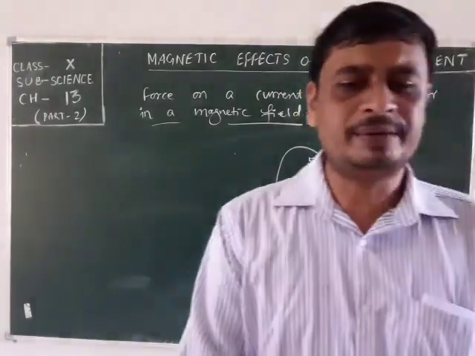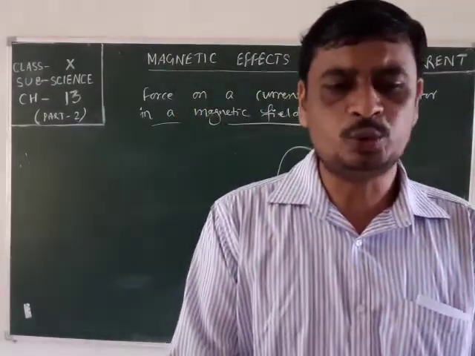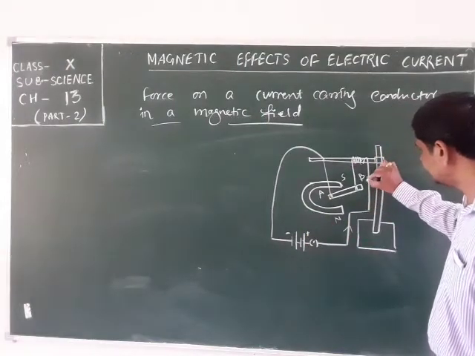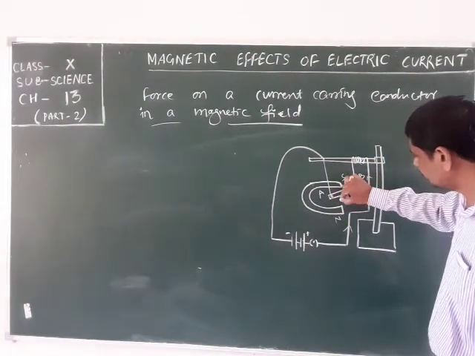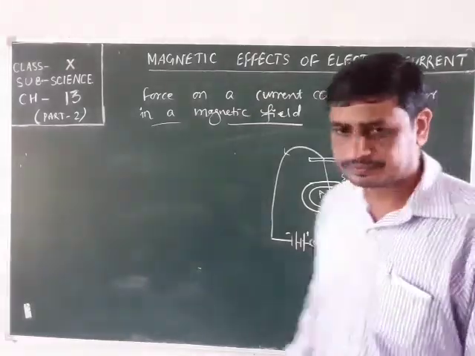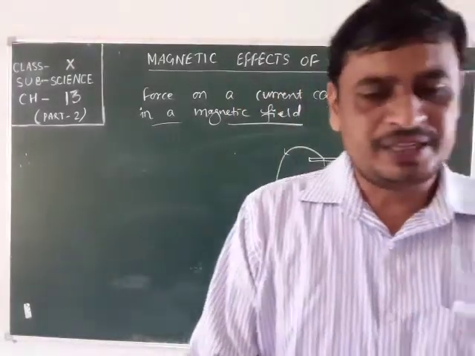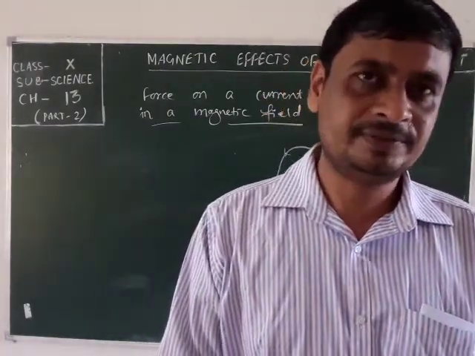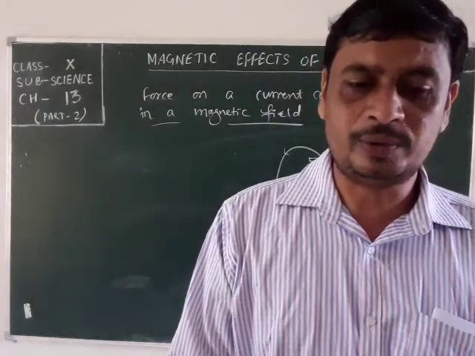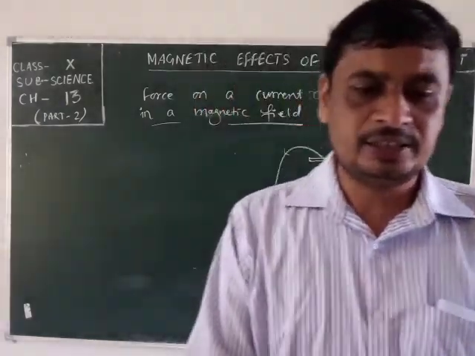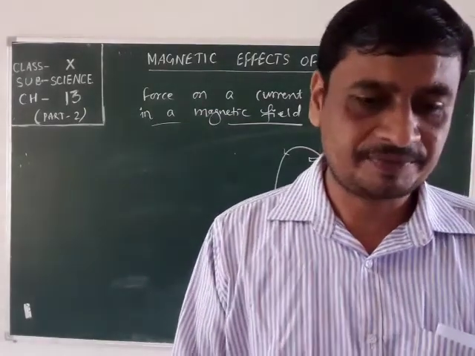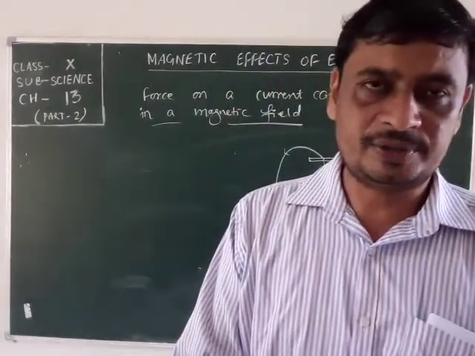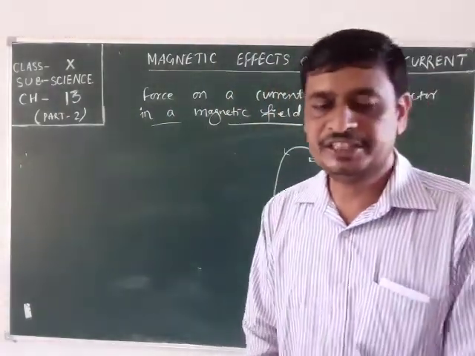Now pass current through the aluminum rod from end B to end A. Here current is flowing from B to A. What do we observe here? It is observed that the rod is displaced towards its left side. You will notice that the rod gets displaced. Reverse the direction of current flowing through the rod and you will observe the rod will be displaced in the opposite direction.